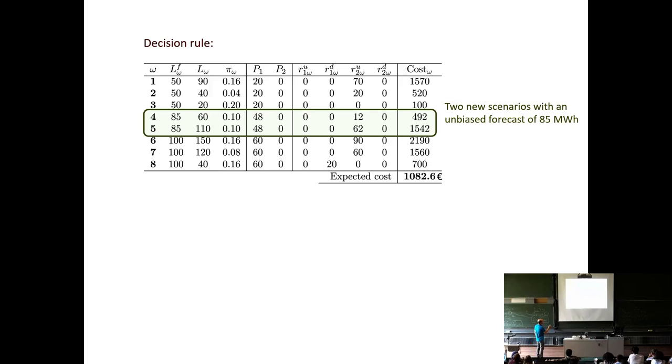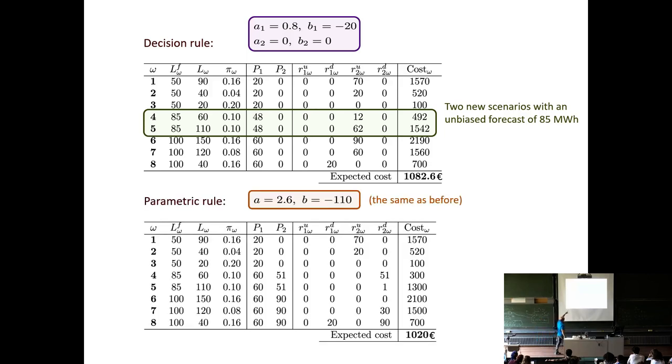And this is the expected cost that we get. These are the decision rules that we get with this tiny modification of reality. And this is the parametric rule. Observe that after having modified the reality a little bit, the joint distribution, the parametric rule doesn't change. But the decision rule has changed. And you see that the parametric rule is almost 6% smaller. So it's better to use the parametric rule. Do you have a plausible explanation?